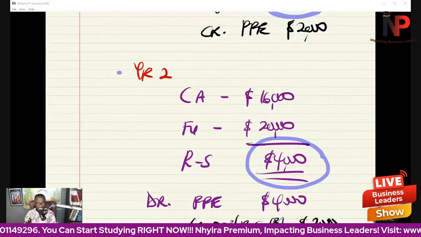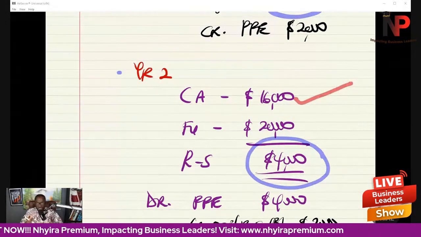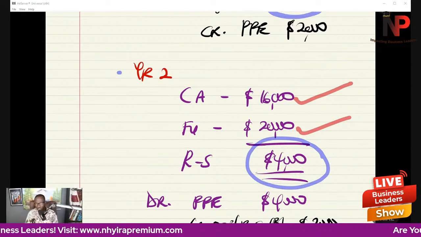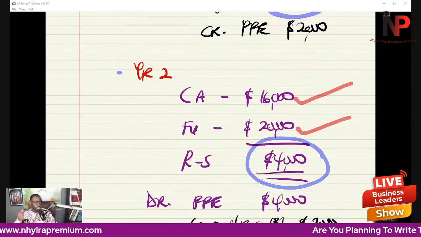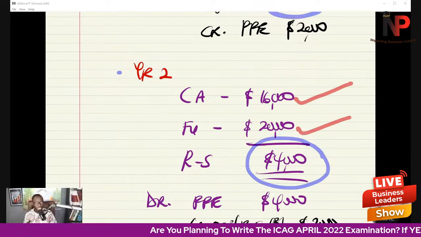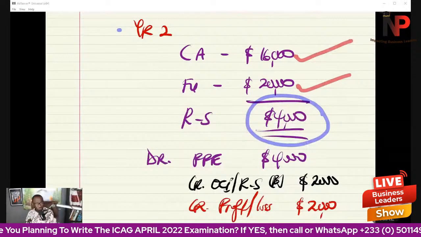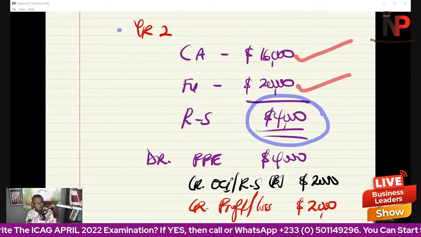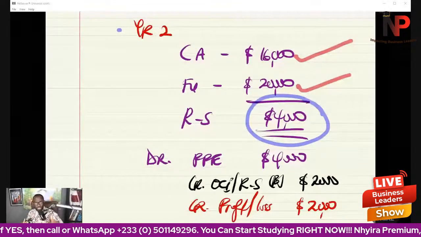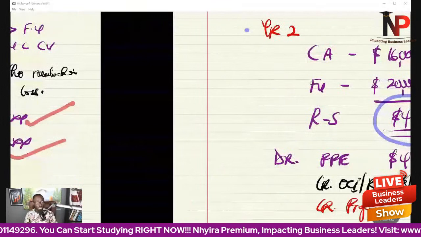But when we come to the second year, the carrying amount of the asset is 16,000, but now the fair value of the asset is 20,000. So you realize that now the value of the asset has gone up. So there is a revaluation surplus of $4,000. The question we ask ourselves is, how do we treat that revaluation surplus of 4,000 in the second year when the asset was revalued in the first year and it resulted into a loss? That is where the alternative treatment of revaluation loss comes in.